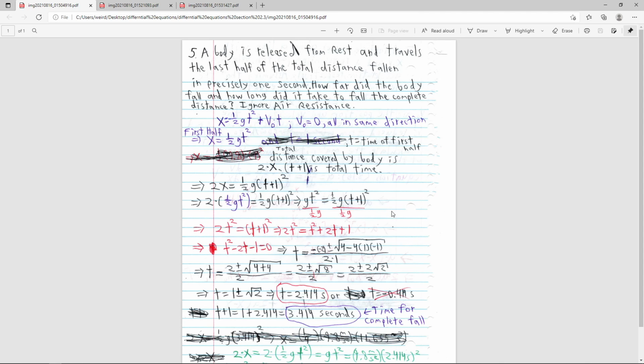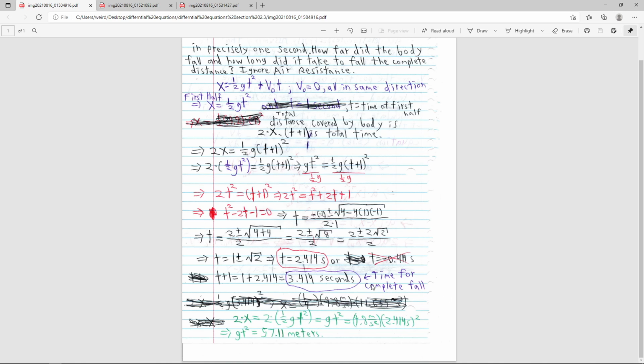So how far did the body fall? Now do we know the complete time? Well, 2 times x equals 2 times 1/2 gt squared, which is just gt squared, so 9.8 meters per second squared times 2.414 seconds squared. We're using this 2 times x form, so we just use gt squared. So we get 57.11 meters, which is our answer. So 57.11 meters is how far the body fell, and it took 3.414 seconds for the full fall.